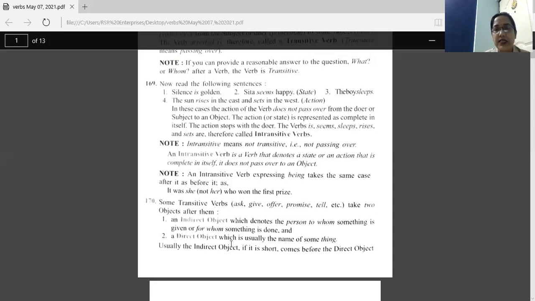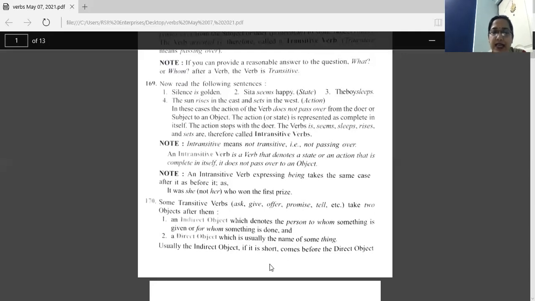Direct object, which is usually the name of something. If some object is given there, that is direct object. It's not a person, it is something. So that is direct object. The action is affecting that object directly.